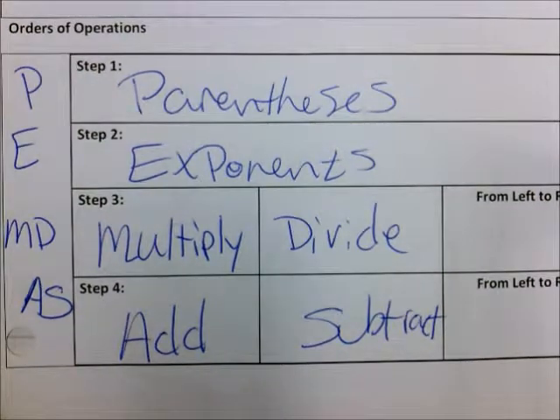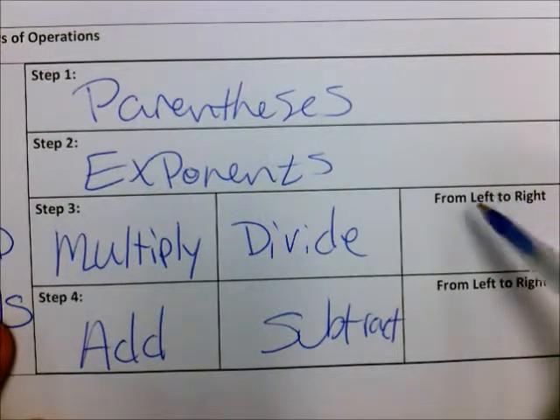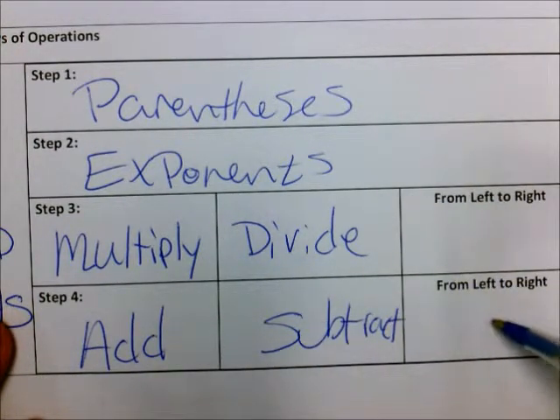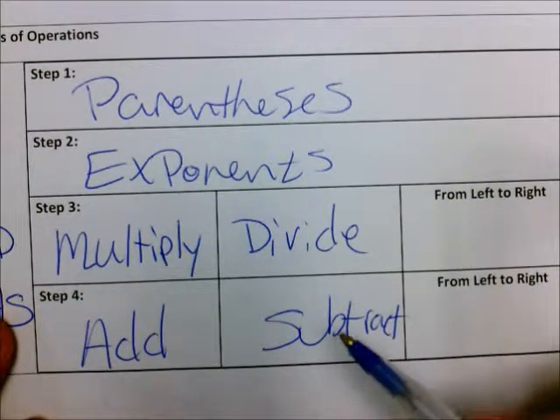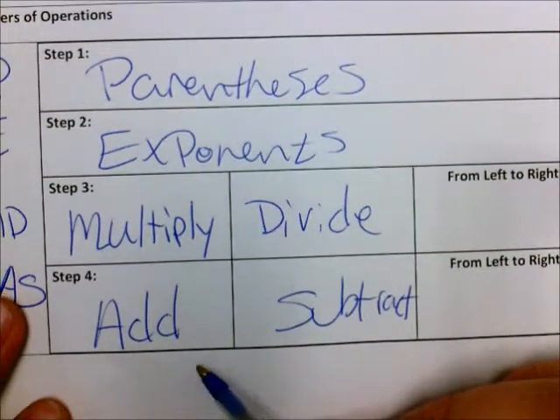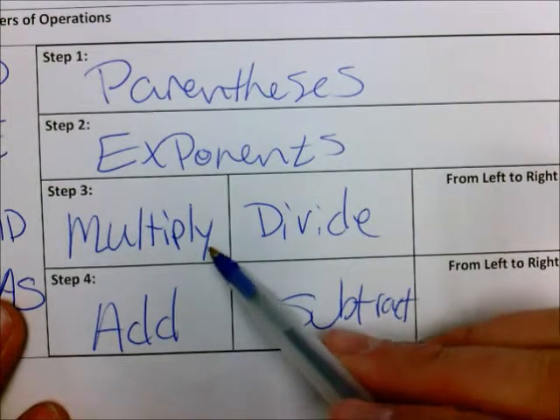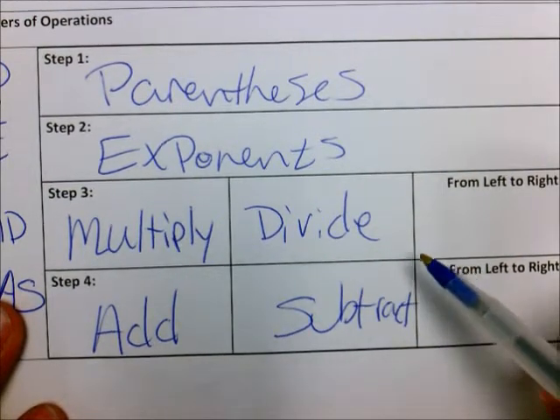Now, the big important thing here is when I multiply and divide, I do it left to right, just like I read a book. And when I add and subtract, I do it left to right, just like I read a book. So there may be a time where I'm going to subtract first and then add, as long as it went subtraction and then addition, left to right. Same thing with multiply and divide, left to right. It could be divide then multiply at one point.